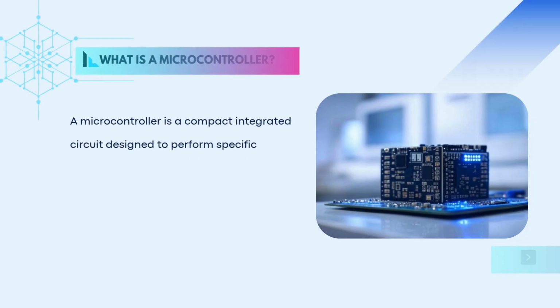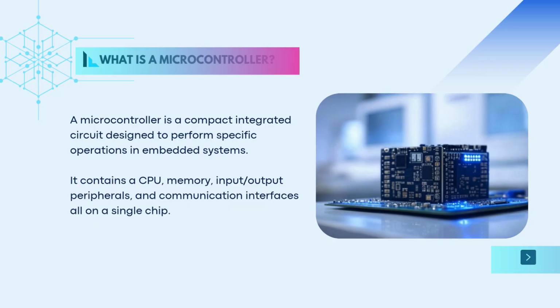A microcontroller is a compact integrated circuit designed to perform specific operations in embedded systems. It contains a CPU, memory, input-output peripherals, and communication interfaces all on a single chip. Unlike general-purpose processors, microcontrollers are optimized for specific control tasks. Think of it like this: a microcontroller is the control system of a washing machine that handles the motor speed, water intake, and timer, all in one.